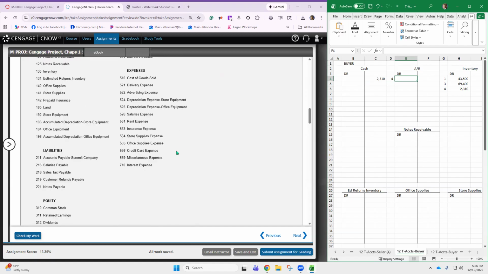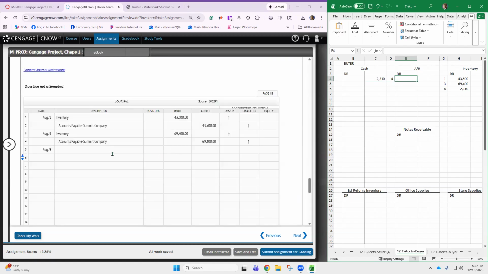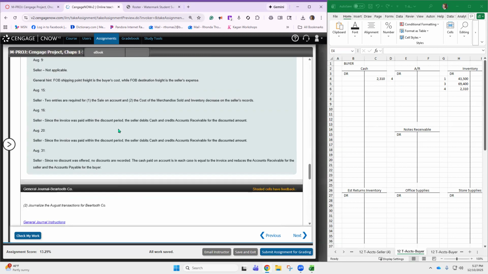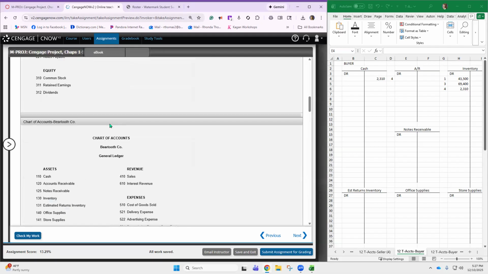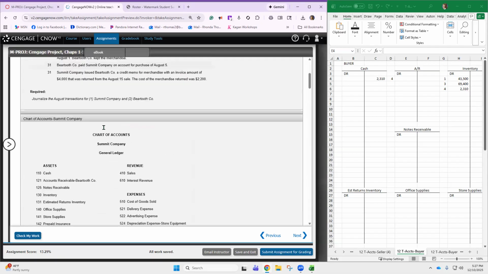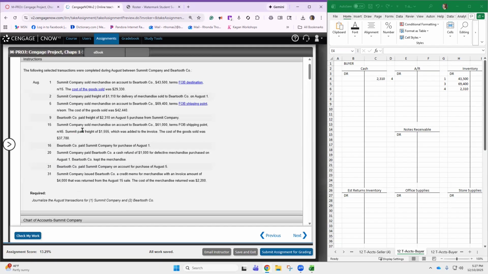So once again, we're going down to the general journal of the buyer. We're going to put inventory in. Okay, 2310, and we're going to pay that in cash. Okay, 2310. Okay, so that takes care of 4 of the entries now. Now we're ready for number 5. Number 5 is another sale. Okay, another sale by the Summit Company.